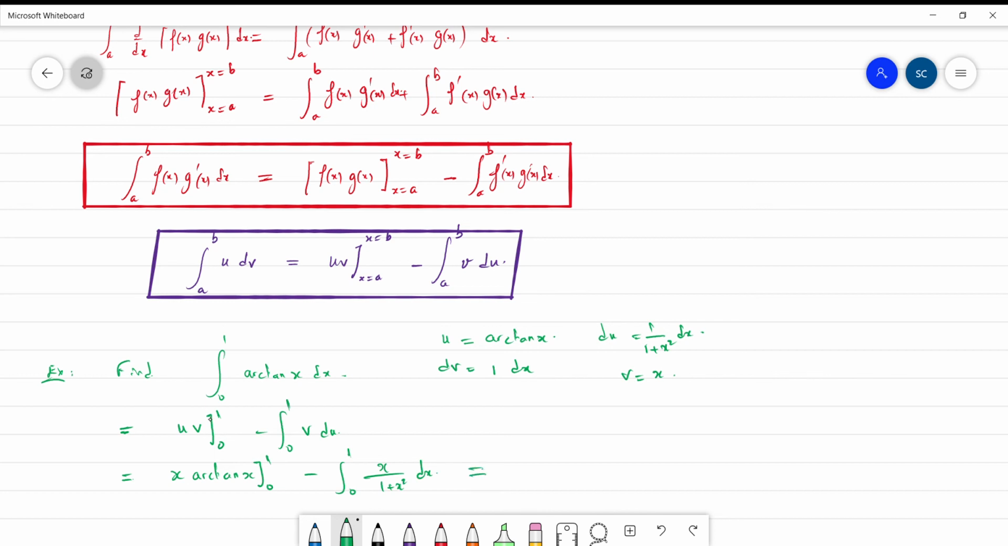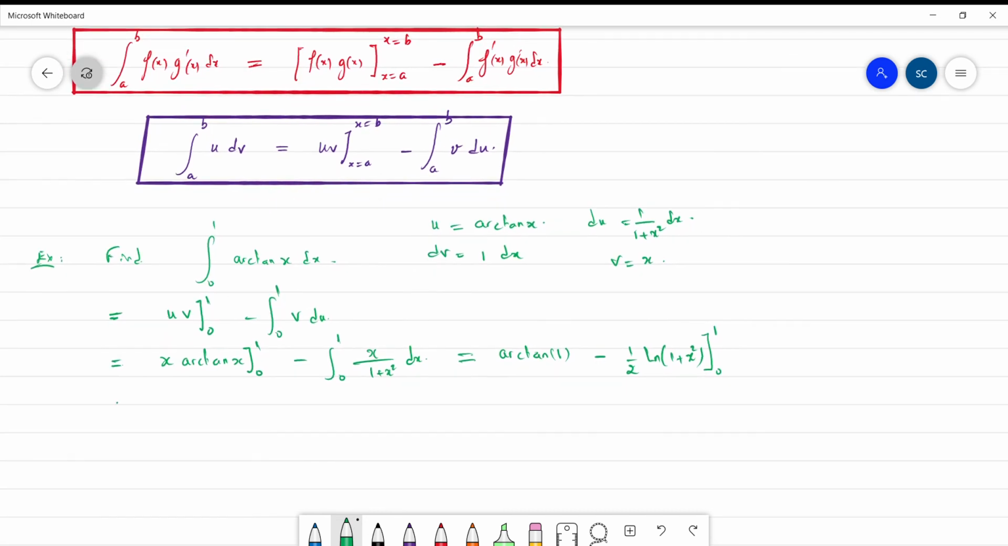Here arctangent at 1, and at 0 it is 0, minus, here you have ln of 1 plus x squared. Here we use substitution, so I did it quickly. And finally we deduce the value: arctangent of 1 is pi over 4, and then minus half of ln 2. So this is the value of my integral.